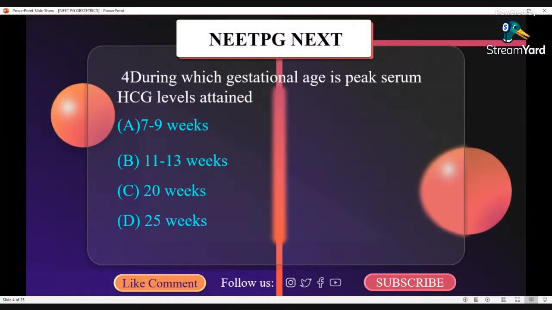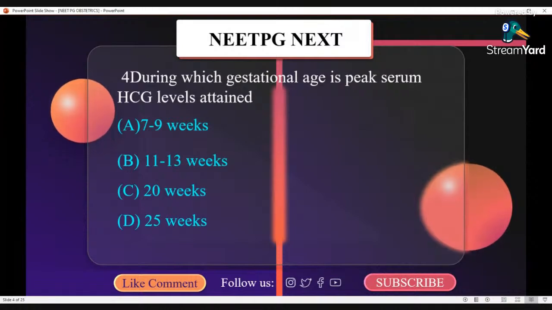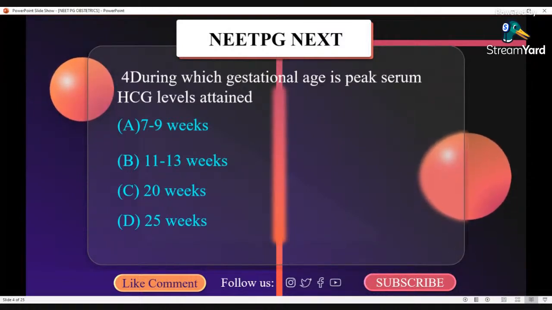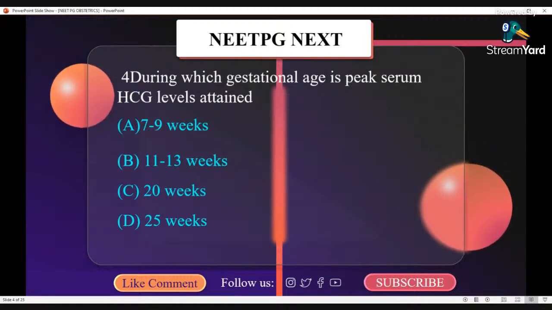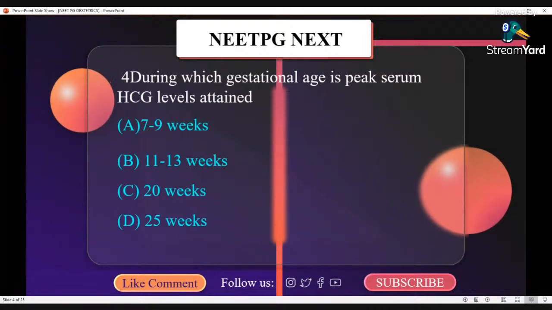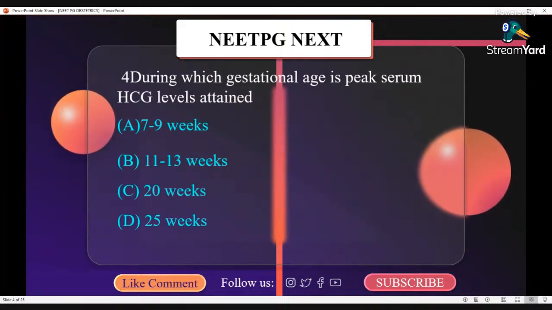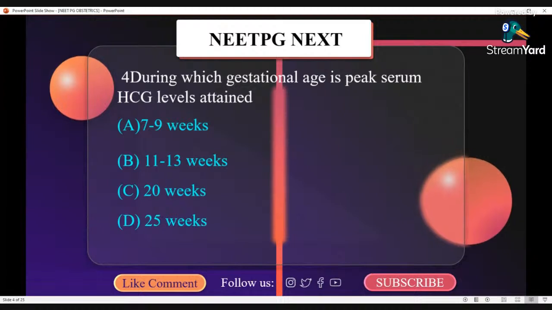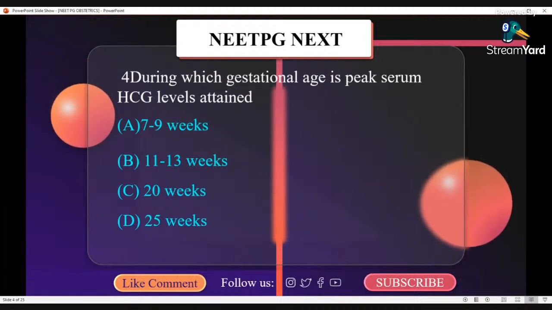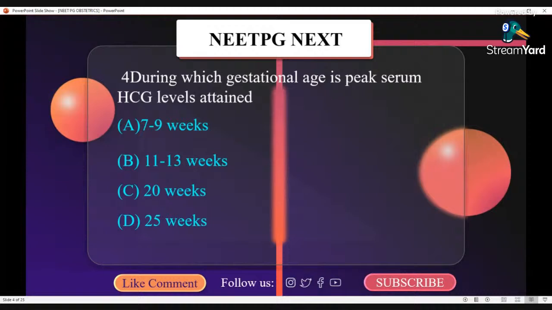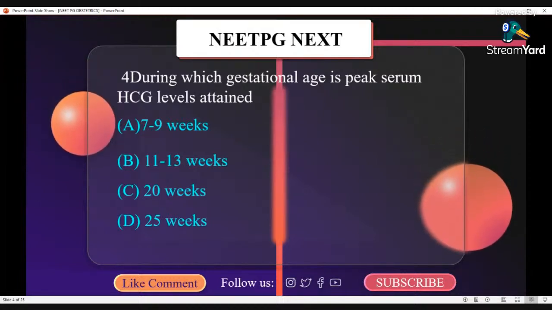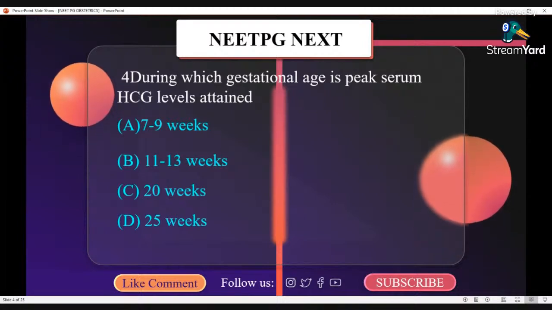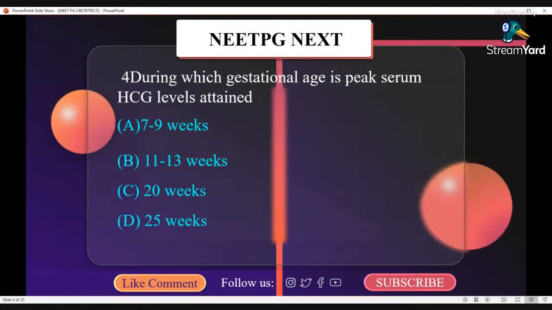During which gestational age is peak serum HCG level attained? A, 7 to 9 weeks, B, 11 to 13 weeks, C, 20 weeks, and D, 25 weeks. Peak serum HCG levels are attained at what time? Now, this human chorionic gonadotropin hormone, the levels double every 30.9 hours. So the doubling time is 30.9 hours.